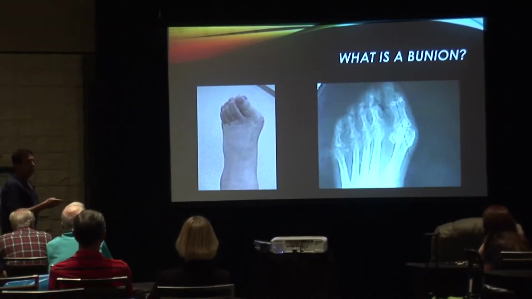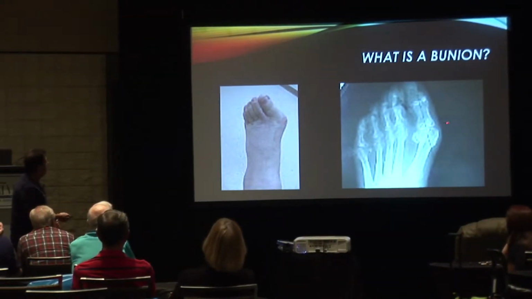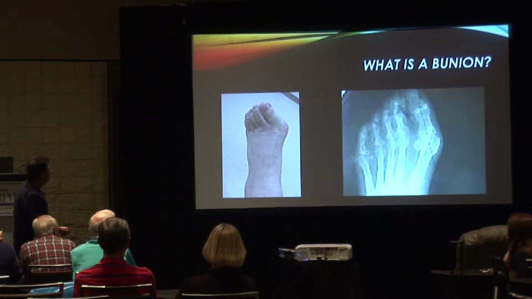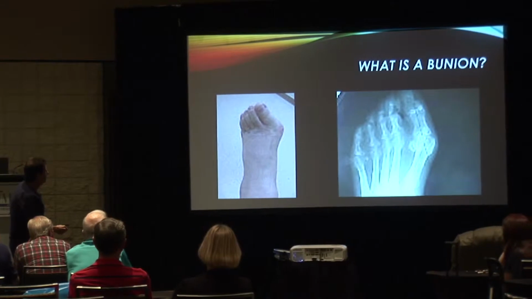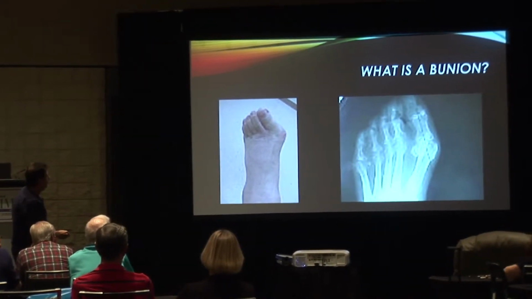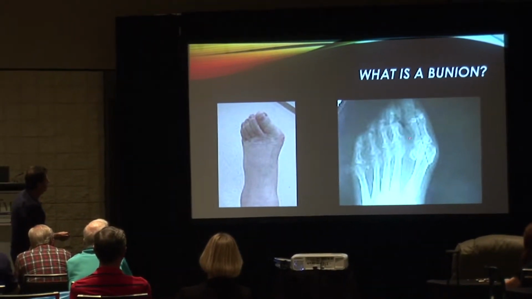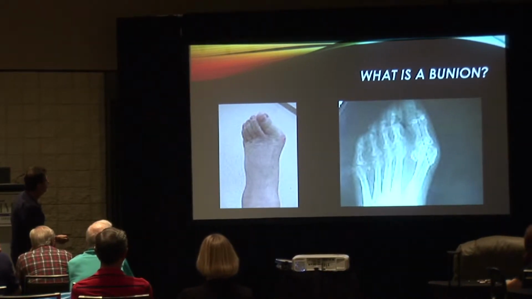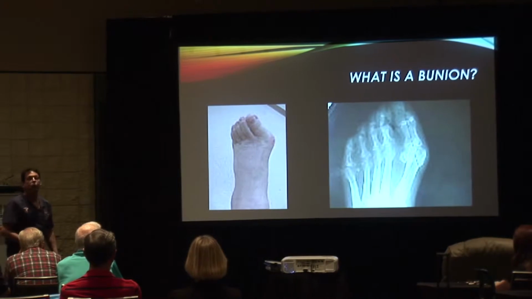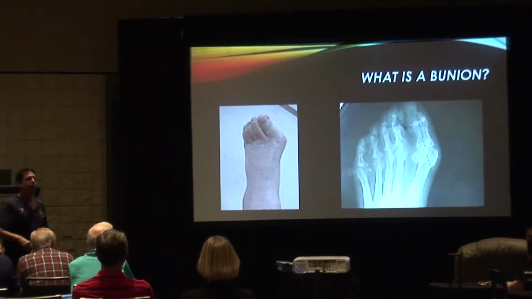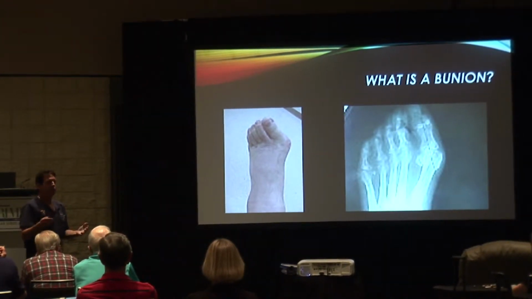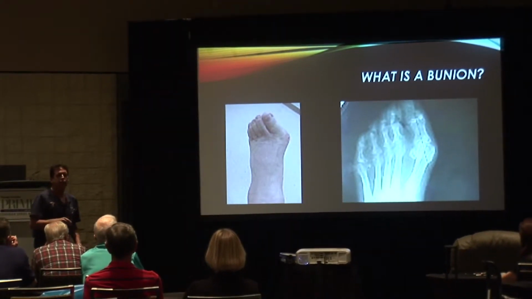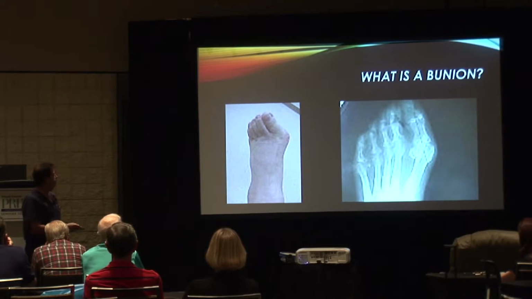What exactly is a bunion? Here's an X-ray showing that this is called the first metatarsal bone. This is second, third, fourth, and fifth. Normally, the first metatarsal bone should be going in the same direction as the second, third, and fourth. But because of hereditary reasons usually, nothing that people usually do during their lifetime causes bunions. People inherit them genetically, usually mother to daughter.